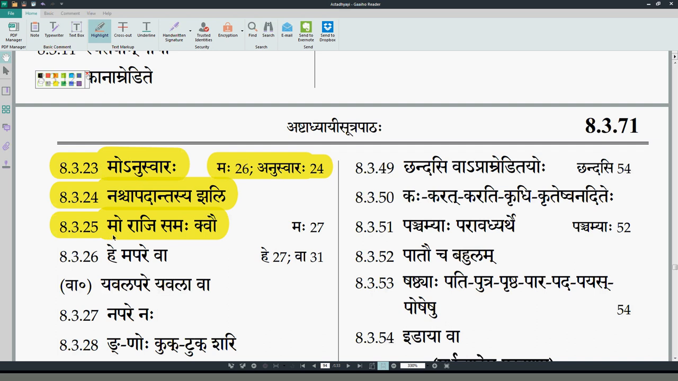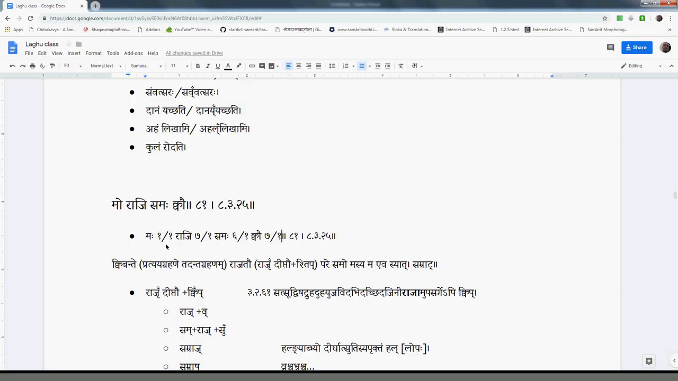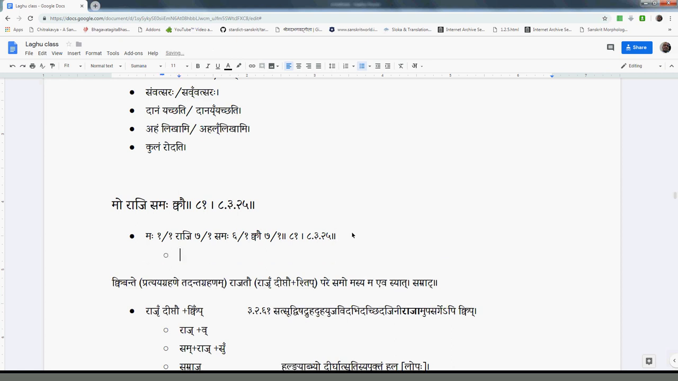Therefore makara, because just the hal makara you cannot pronounce. So muraji samakvau, that makarasya maha adesha bhavati. Samaha makarasya, which makara? The makara of sam. Sam is what? An upasarga. When raj follows sam, when kvip pratyaya follows, that makara of sam will take makara adesha. So what is the construct here? The idea is sam plus raj plus kvip.